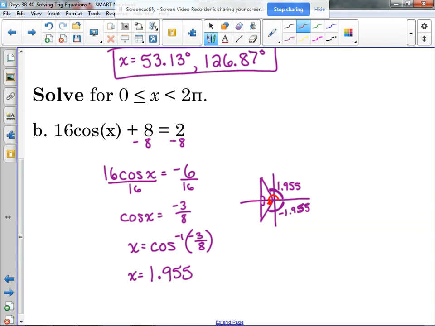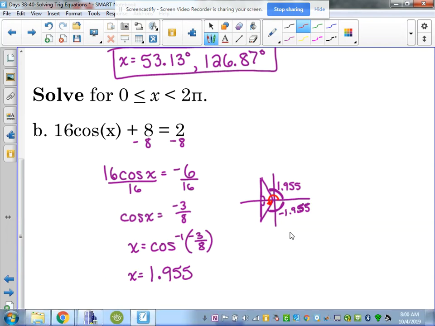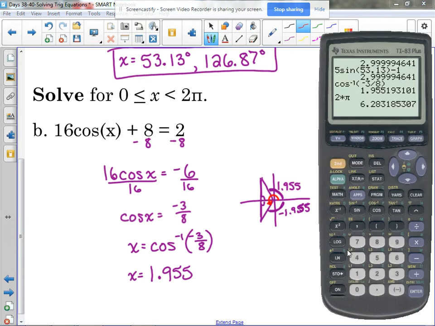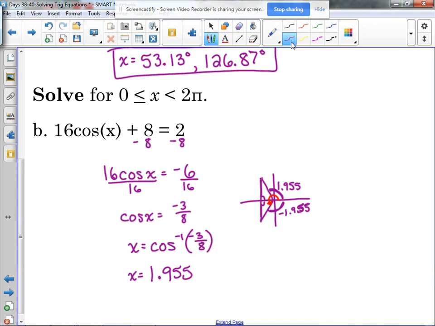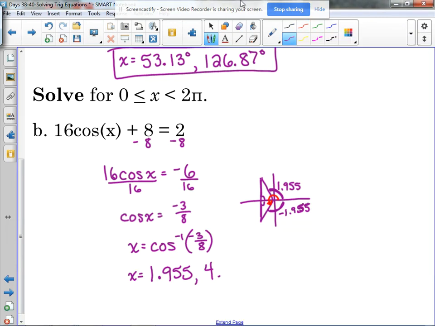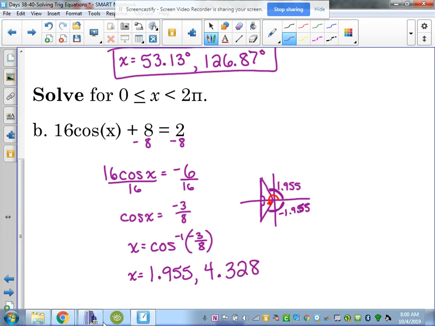If this is a negative angle, but we want the positive version of that angle, the coterminal angle, right? Add 2 pi. So let's see here. Negative 1.955 plus 2 pi is 4.328. 4.328 is the other possibility.